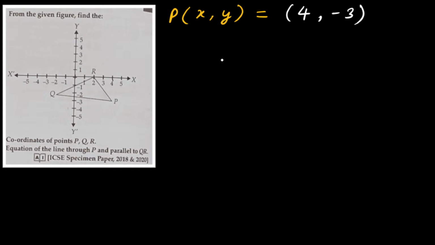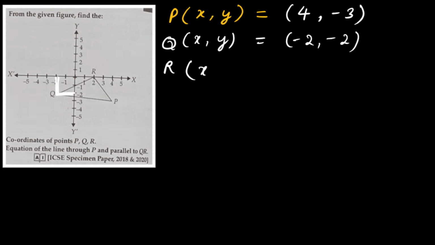Now let's find the coordinates of point Q. Q also we have to see from the given figure. Opposite to the x-axis, if you see like this, -2 is there, and opposite to the y-axis also, if you see, it is -2. So like this you can see the coordinates are -2 comma -2. And if we see the coordinates of R, okay, what are the coordinates of R?